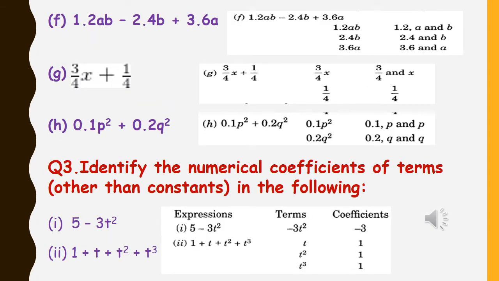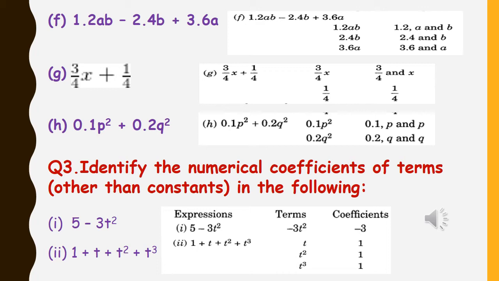Part F, where decimal numbers are given, 1.2ab minus 2.4b plus 3.6a. So there are three terms, 1.2ab, second is minus 2.4b and 3.6a. So the factors are 1.2, a and b; 2.4 and b; 3.6 and a.